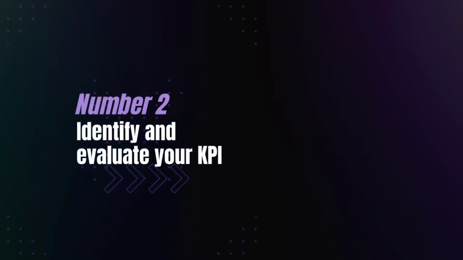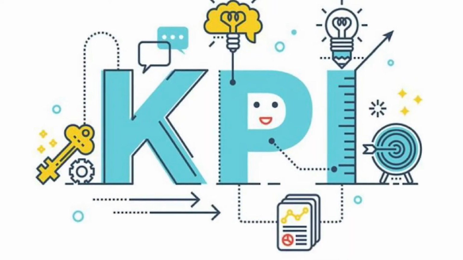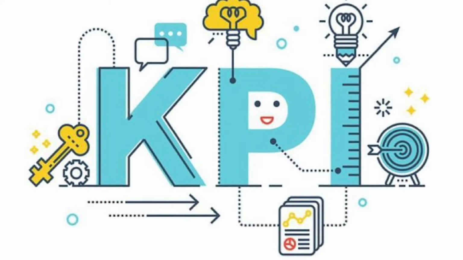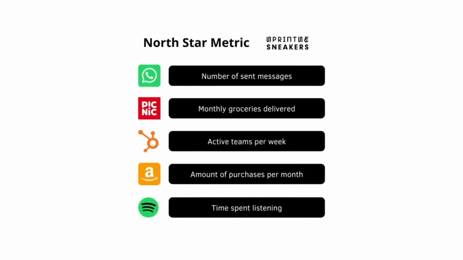The next step is to identify and evaluate your KPI. KPI means Key Performance Indicator. Now, once you have identified your goal, the next step is to know how you can measure how far you are in achieving this goal. In evaluating your KPI, you need to define your North Star metric.